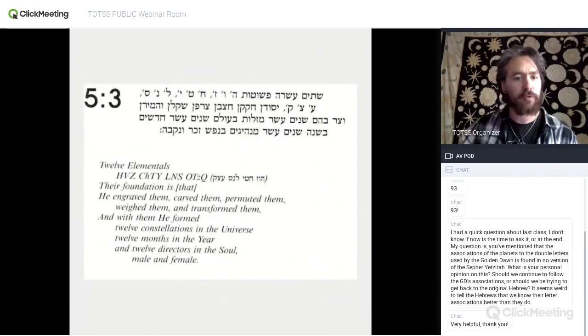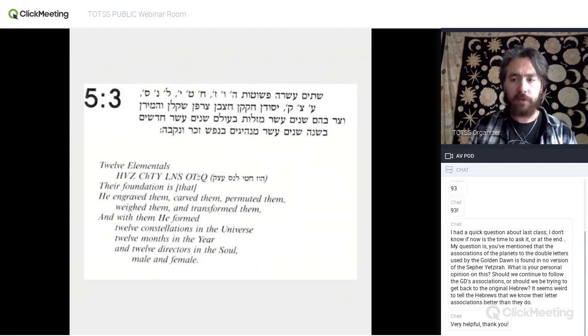Okay, verse 3. 12 elementals: Hey, Vav, Zayin, Heth, Tet, Yod, Lamed, Nun, Samekh, Ayin, Tzaddi, Qof. Their foundation is that he engraved them, carved them, permuted them, weighed them, and transformed them. And with them he formed 12 constellations in the universe, 12 months in the year, and 12 directors in the soul, male and female. So we've seen a lot of this language before, all this stuff about engraving, carving, permuting. I've talked about that a few times already.